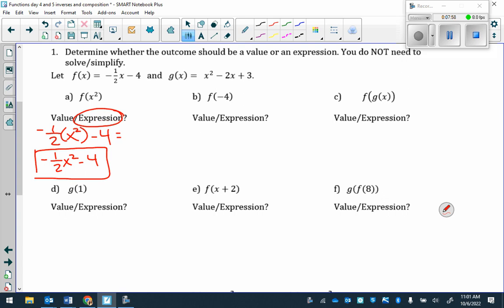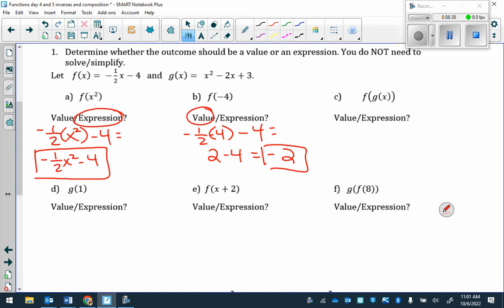Okay. Now if we look at b, will we end up with a value or an expression? Value. Okay. So again, we're doing the f function again. So negative 1/2 times 4 minus 4. Okay. Negative 1/2 times 4 is what? Negative 4, thank you. 2, positive 2, good. Okay, so 2 minus 4 is what? Negative 2. Excellent. Okay, started with a value, ended with a value.